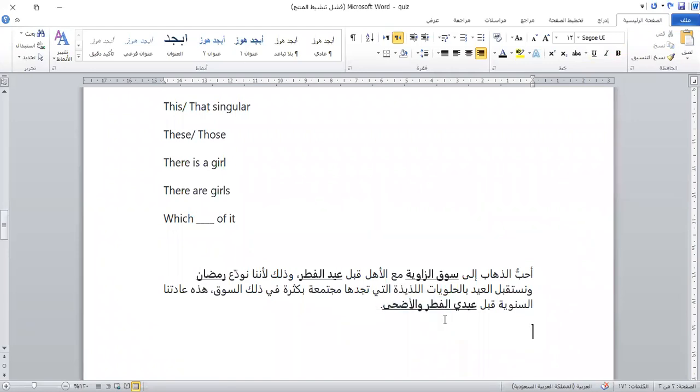Now, here are the mistakes that I've noticed. Number one, when you define, don't use brackets. Brackets have their own way of using, and if you go to the guide on punctuation marks, you would know how to use brackets.